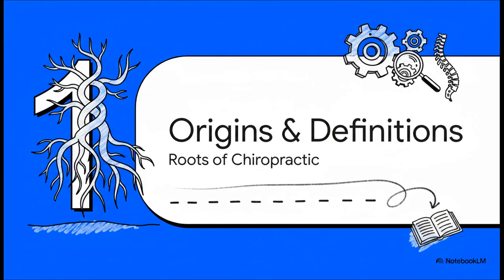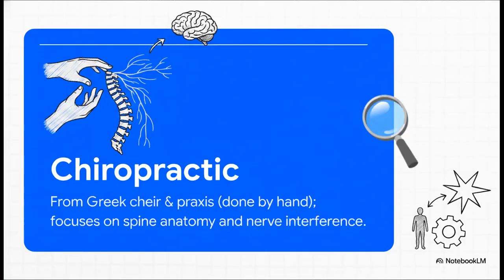All right, Section 1, Origins and Definitions. Let's look at the roots of chiropractic. So the word chiropractic actually comes from two Greek words. You have chir, which means hand, and praxis, which means practice, or literally, done by hand.